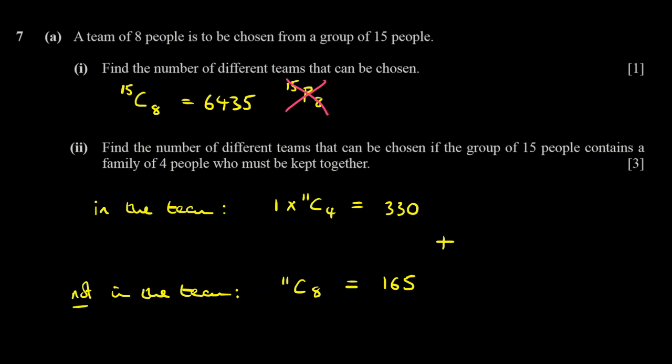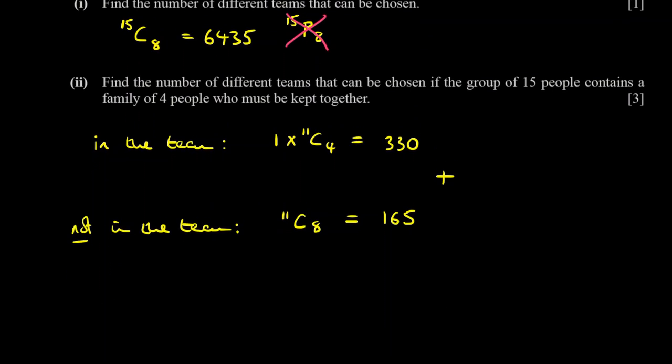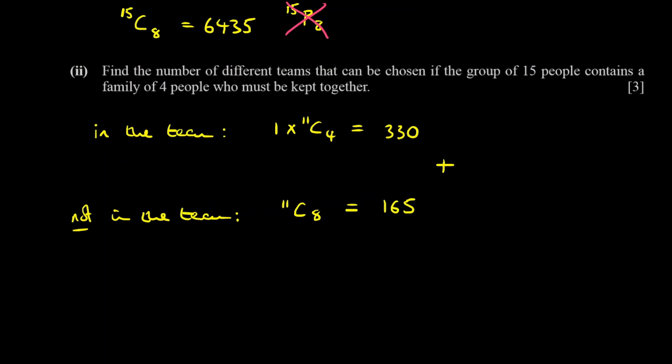So we need to add these 2 together. Sometimes students ask me, why are we adding here? Well, because we've got 2 separate cases. We've either got this case or we've got this case. So if we've got this or this, then we need to add them up. So we've got 330 plus 165, which is 495 ways of reaching this possible outcome.